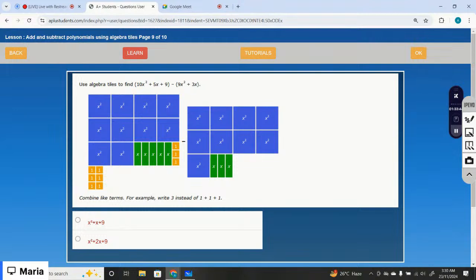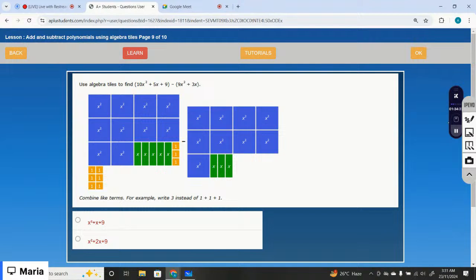10x square plus 5x plus 9 minus 9x square plus 3x. Which is the correct option? The correct option is option number 2, x square plus 2x plus 9.